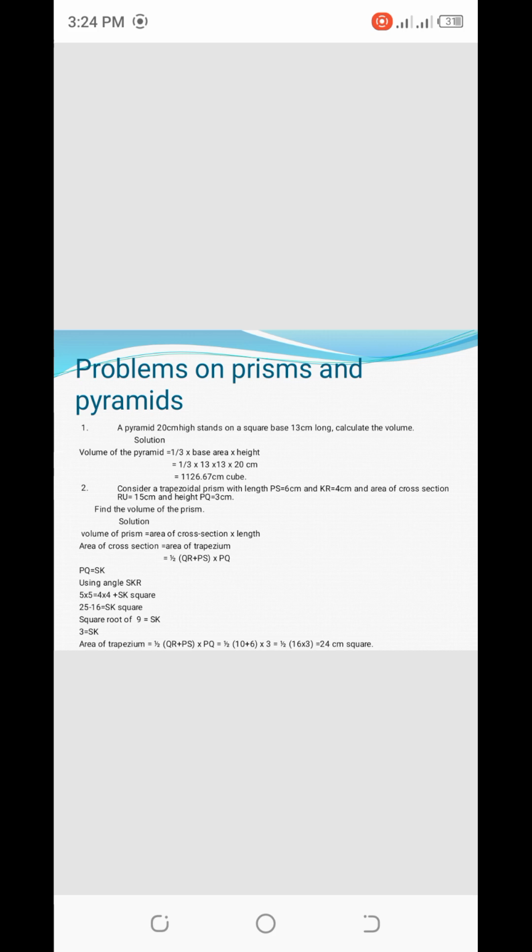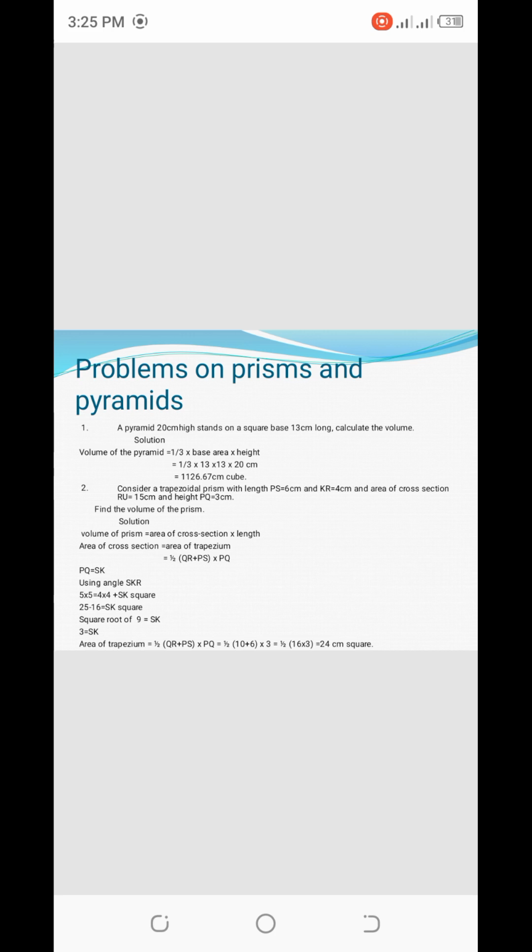So for us to get the volume of the prism, we'll say volume of prism is area of cross section times length. And area of the cross section is area of the trapezium, since it's a trapezoidal prism, and it's given by half of QR plus PS times PQ. PQ is equal to SK.